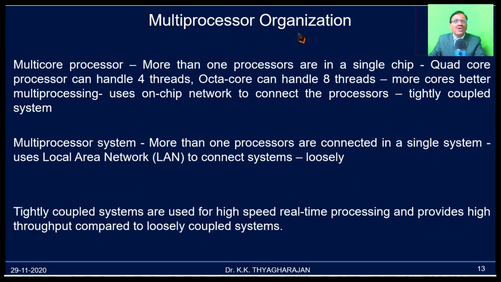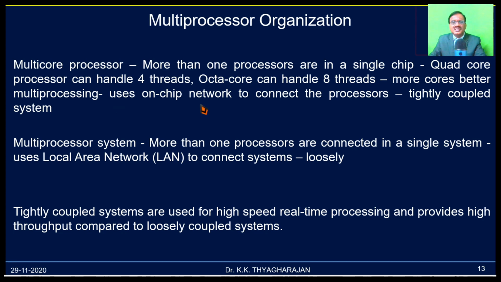In multiprocessor organization, the processor may be a multi-core processor or the system may be a multiprocessor system. In the case of multi-core processor, more than one processors are in a single chip. For example, quad-core processor can handle 4 threads. It will have 4 processors in a single chip. Similarly, in the case of octa-core processor, 8 processors will be in single chip and it can handle 8 threads at a time. More number of cores indicate that the processor is better for multiprocessing.